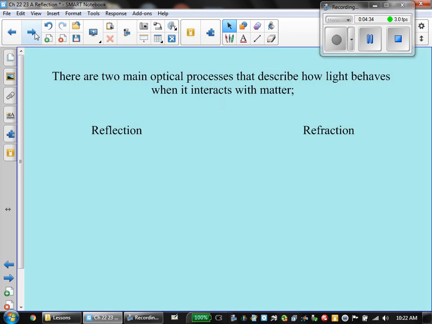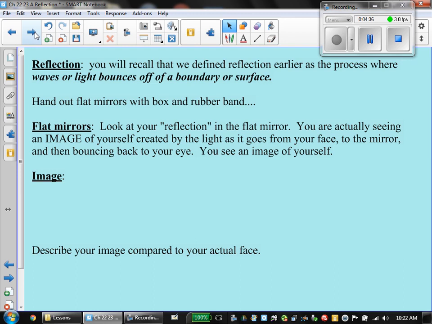So again, we're going to take a look at reflection and refraction. So today we'll concentrate on reflection. Now reflection simply means that a wave or light bounces off a boundary or surface. So it hits the boundary, does not pass through, and it comes back out. You've seen this before. Every morning you stand in front of a mirror, you look in the mirror. You don't see yourself, you actually see your image. It's an optical representation of you. It looks like you're standing behind the mirror. You're not, obviously. So we say we see the image of the person with a flat mirror.